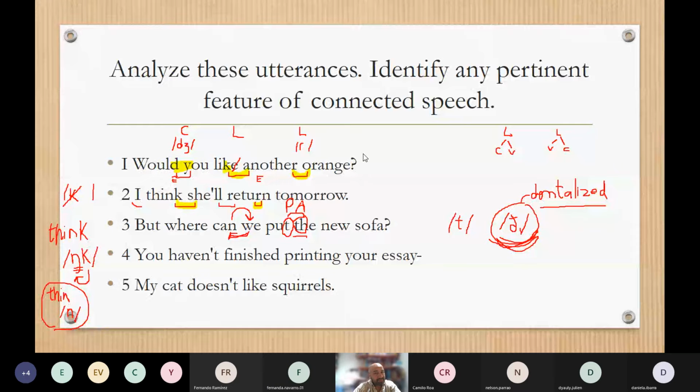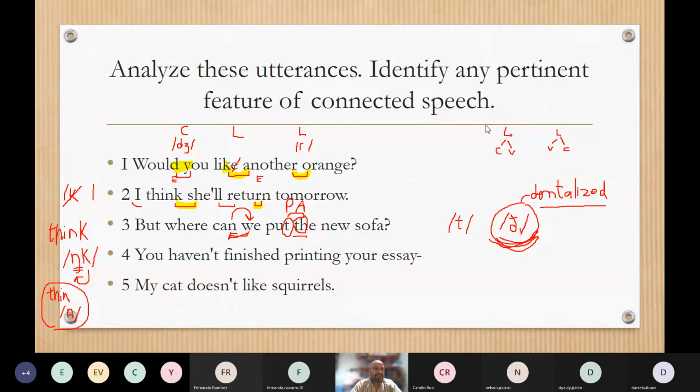Yeah. Isn't that right, or something like that? Okay. We pronounce the "can we." We say "we." Can we? Right. Can we?